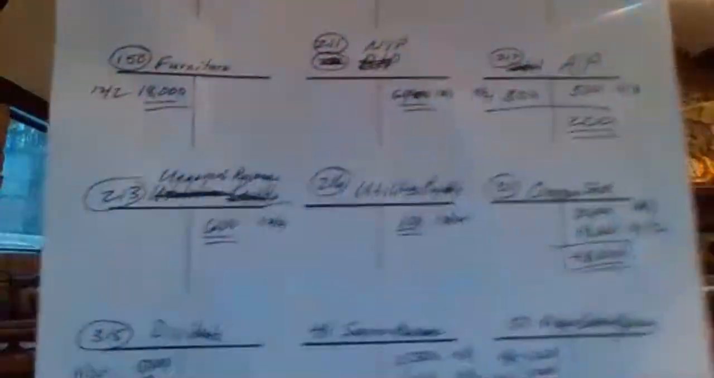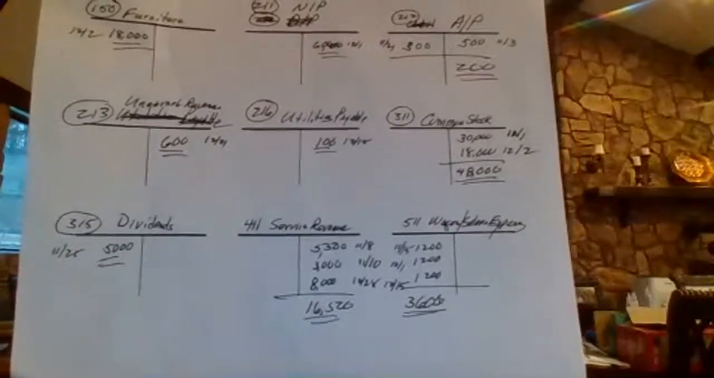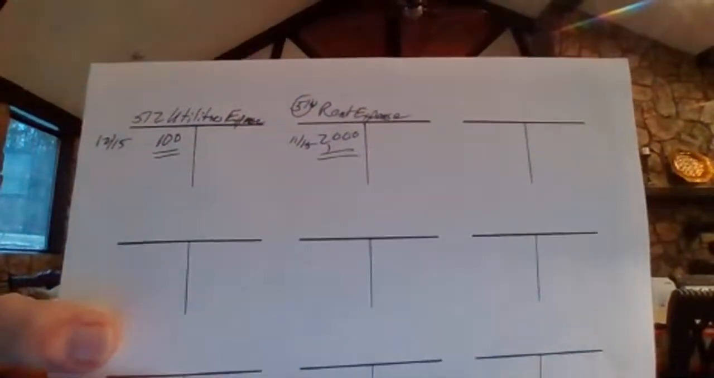And let's see what we have here. The utilities expense for $100 and the rent expense for $2,000. And the two expense accounts on the next page.